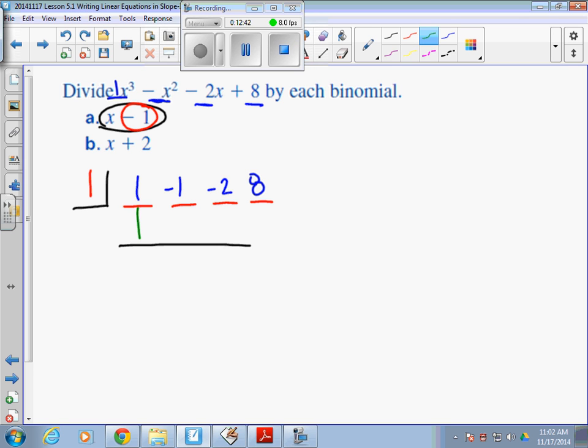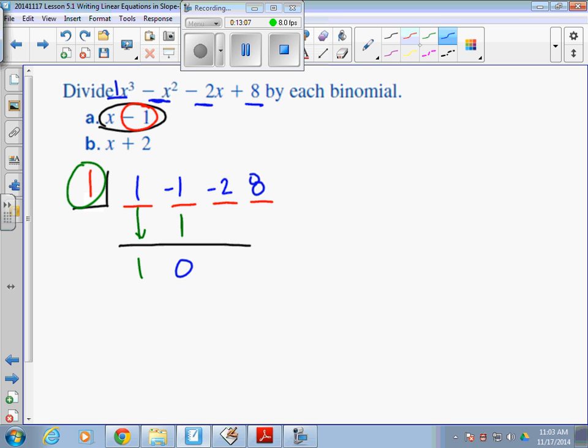This one comes straight down. You don't do anything with that one, 1. Multiply that 1 times the denominator, or that k value we got, 1, this one here. We're going to keep going back to that one. 1 times 1 gives us 1. When we combine these numbers, what happens when we combine -1 and 1? What do we get? 0.